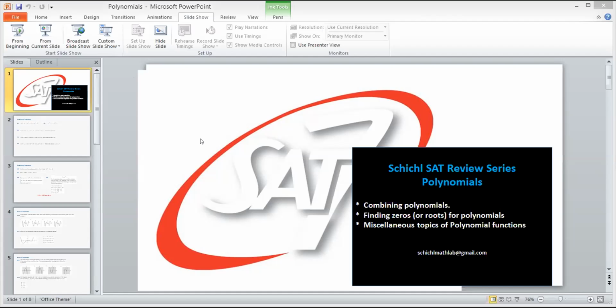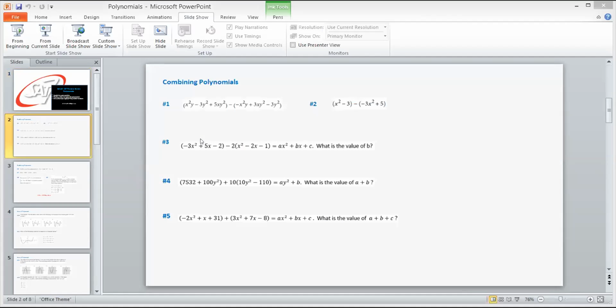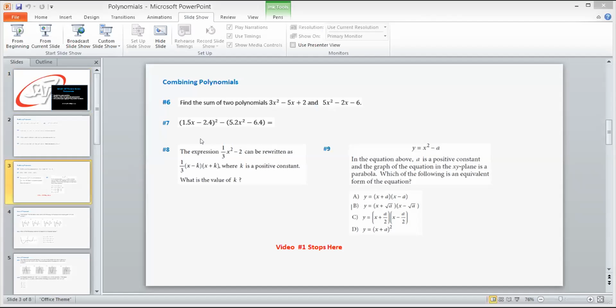What we're going to talk about in video number 1 here is combining the polynomials. I'm putting a total of 9 problems here. So this is the first 5, and this is the other 4. And when we finish this, then we're going to go to the second video. So I'm going to just stop here and go to the whiteboard and try to finish the first ones here.